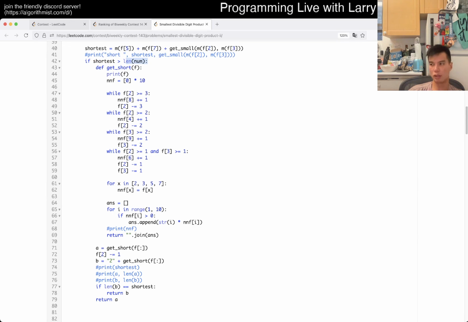Because if shortest is too big... well, if shortest is smaller than nums, then it's always possible. What if shortest is equal to nums? Then it's always possible. Well, yeah, it's always possible anyway, but with a one prefix, is that right? I guess that's true. If shortest is equal to nums, okay. So then now, for the equal case, we just have to figure.